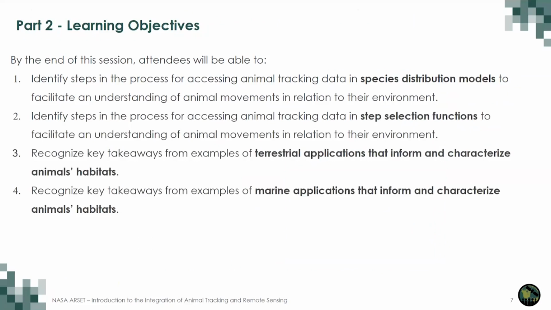For part 2, in particular, you will be able at the end of the session to identify the steps in the process for accessing animal tracking data in species distribution models to facilitate understanding of animal movements in relation to the environment. You will also be able to identify steps in the process for accessing animal tracking data in step selection functions to facilitate an understanding of animal movements. To recognize key takeaways from examples from terrestrial applications that inform and characterize animal habitats, and also from marine applications that inform and characterize animal habitats.